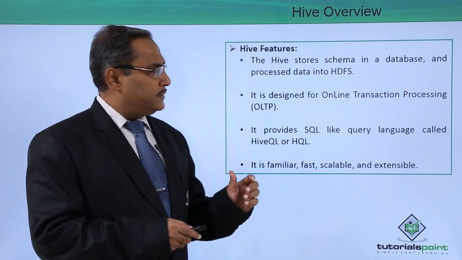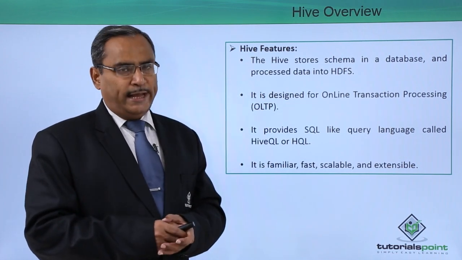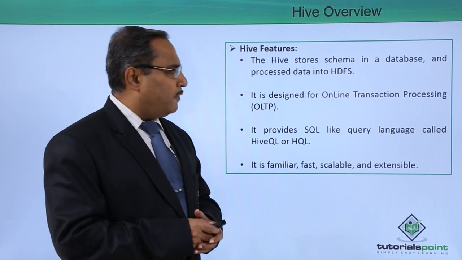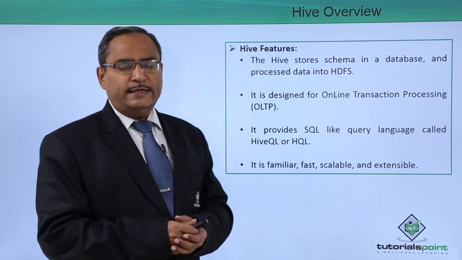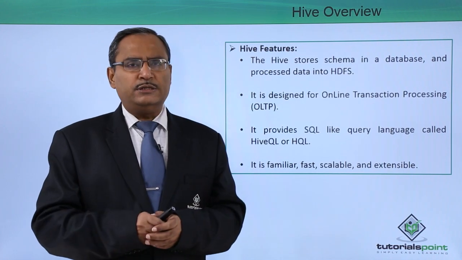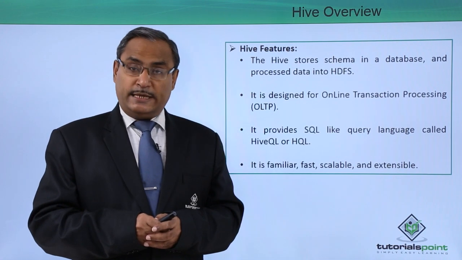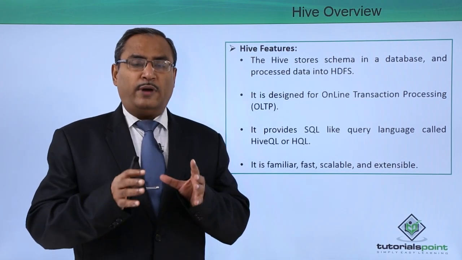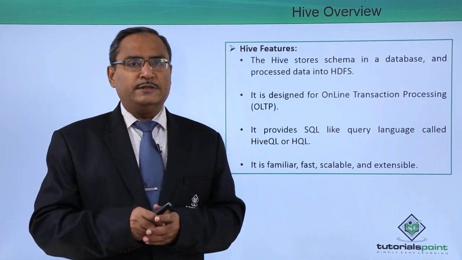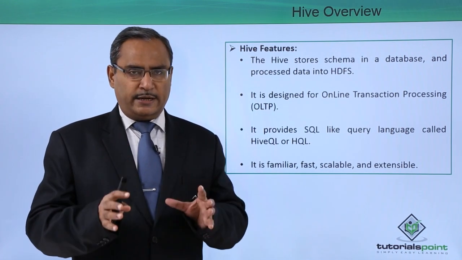So what are the Hive features? Hive stores schema in a database and processed data in HDFS, that is the Hadoop Distributed File System. And it is designed for online transaction processing, that is OLTP. We know that databases can be divided mainly into three categories. One is OLTP, that is online transaction processing. That means here the system will be capable of handling a huge amount of transactions per minute or per second, and here the performance of this database will be decided by the number of transactions it can handle per unit time.